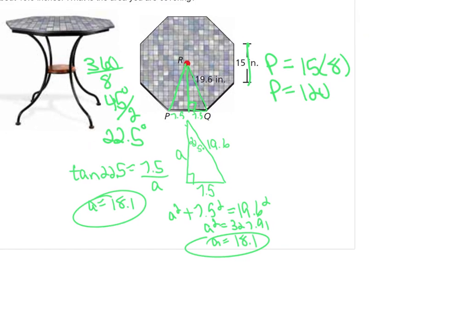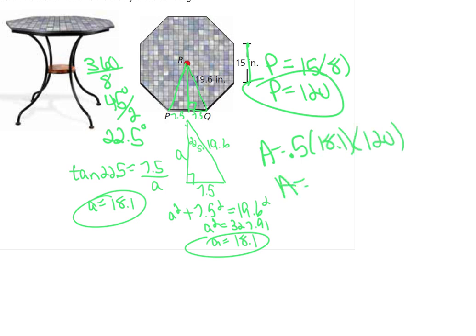But now we do know that we have an apothem and we have a perimeter, so we can go to our formula. Half the apothem, which we said was 18.1, times the perimeter of 120. We multiply those 3 together, and we get 1,086 inches squared. So there you go. There's lots of information to unpack in here.